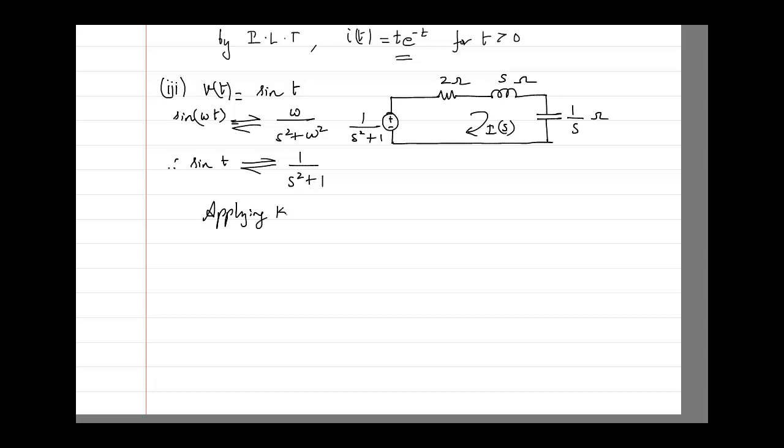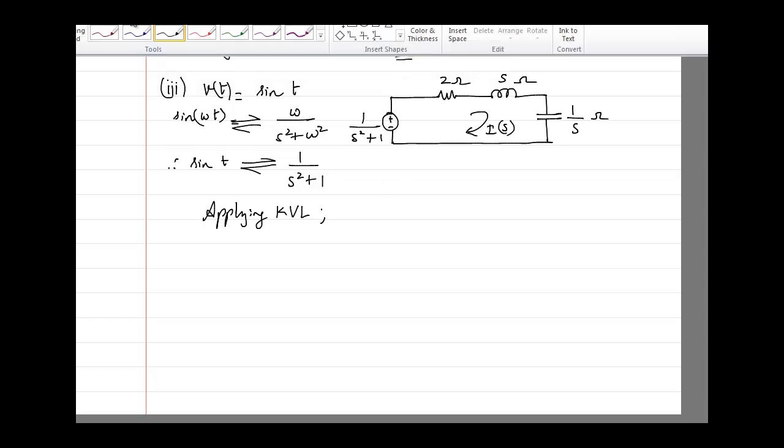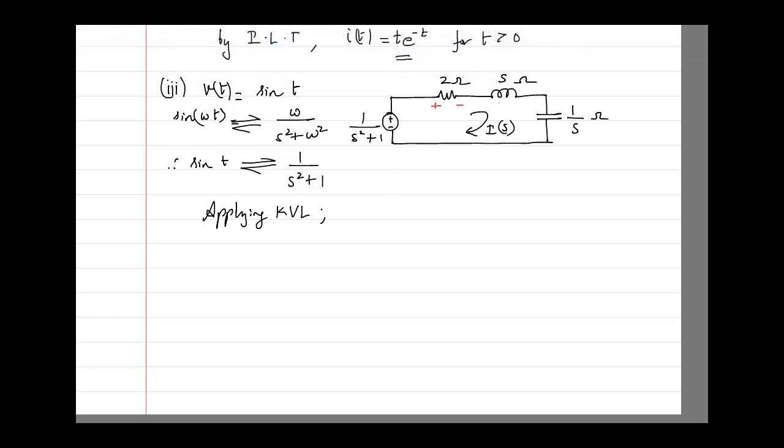Applying KVL, what will I get? If you look here, again I will have to draw the polarity, because the current is going from left to right. I will write plus and minus. If I want to write this, then in front of the element it is going to be 1 divided by s square plus 1 minus 2i of s minus s I of s. The last one is minus 1 by s I of s is equal to 0.